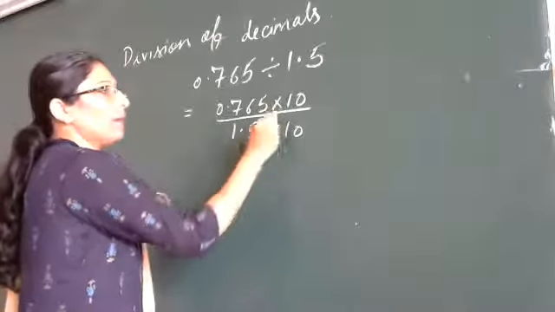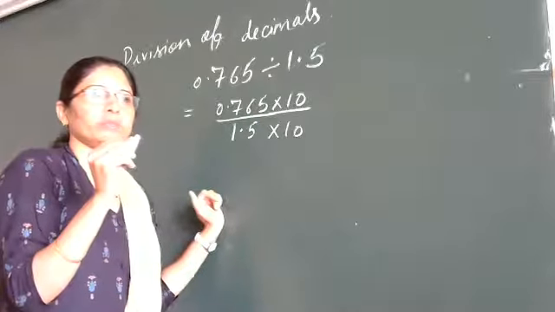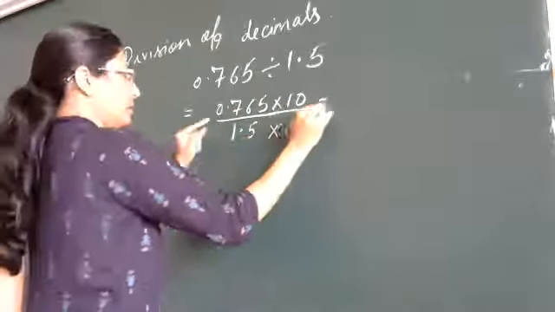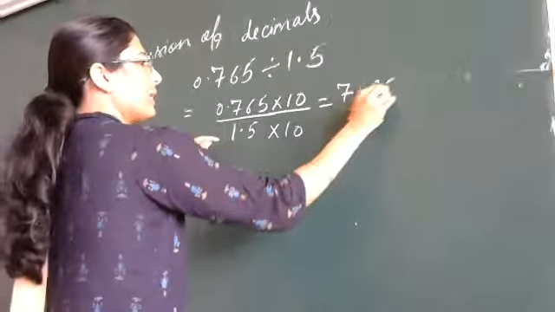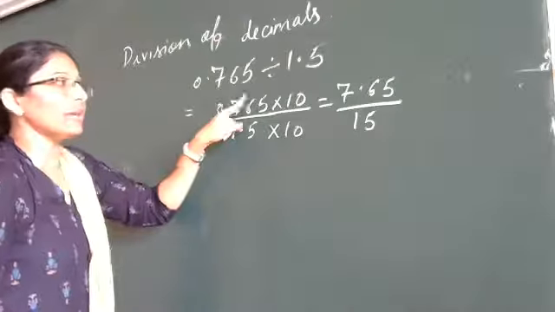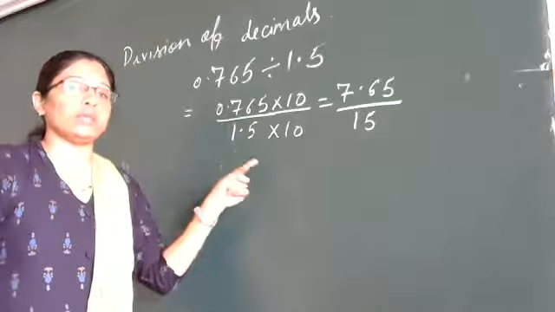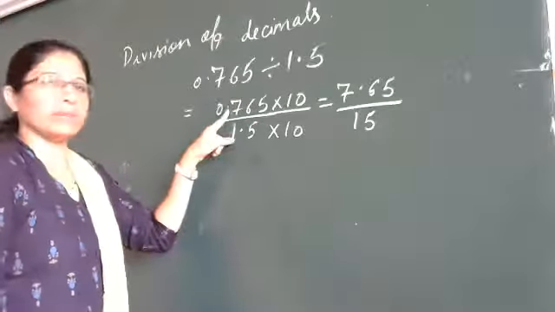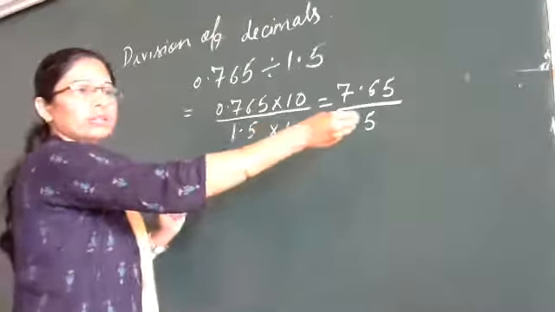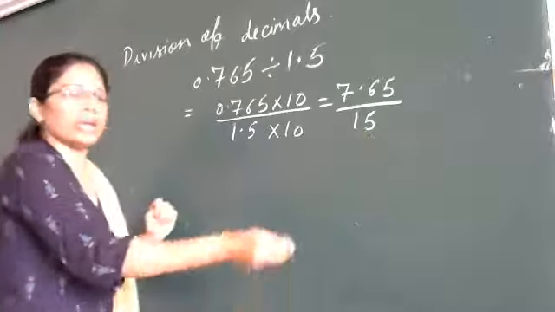Now see, multiplier is there, which means shifting of decimals. Where will the point go? The point will come to this side because it is multiplication. 7.65 divided by 15. See, this point shifted to the right side. When multiplication is there, the point will shift to the right side. Remember, I told you this. After shifting, now we can divide easily because we have to know the decimal point.